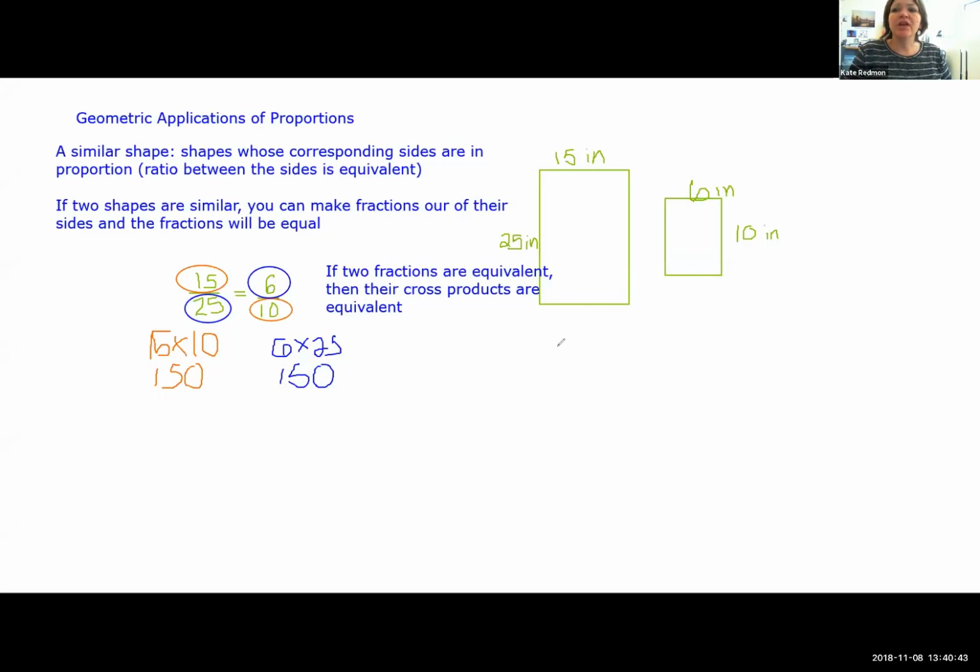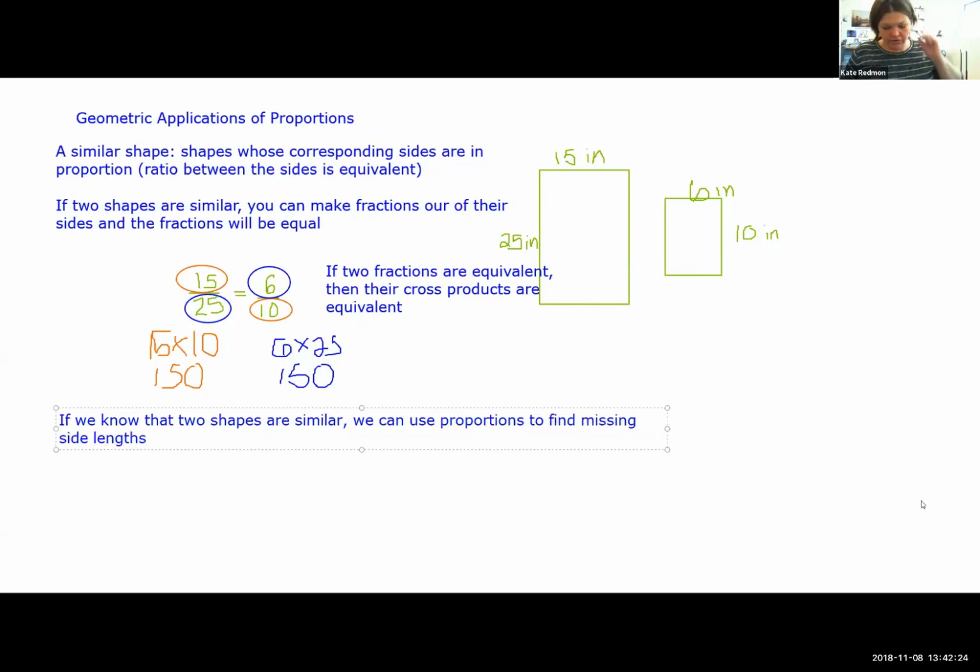Just like before, we can use this relationship to find missing sides of similar shapes. If we know that they're similar, we have to know, though. Once we know they're similar, we're guaranteed their cross products are equal. So if we know that two shapes are similar, and this is really where we see it come up the most on the GED, we can use proportions to find missing side lengths. Cool. So let's go take a look at some proportion applications.